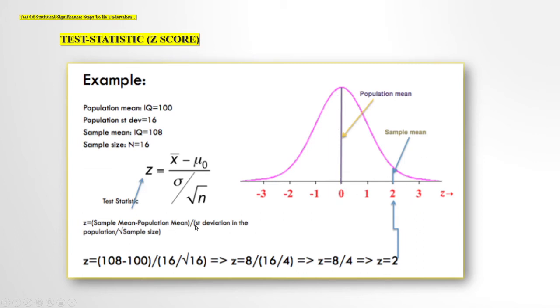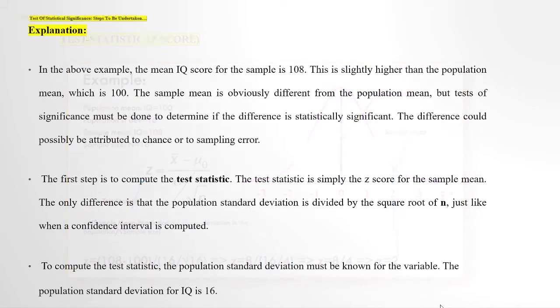The value of Z will be calculated using this formula, where in the numerator the difference of sample mean and the population mean is taken, and in the denominator there is the standard deviation, which is further being divided by the square root of the sample size. Putting all the values here, Z comes out to be 2, which is represented by this blue arrow. You can see this is showing the sample mean, the value is 2.